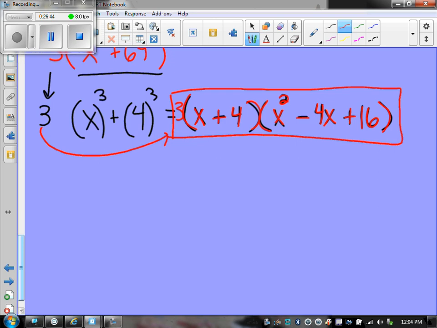This is your final answer. You should have a 3. You should have an x plus 4. And you should have an x squared minus 4x plus 16.